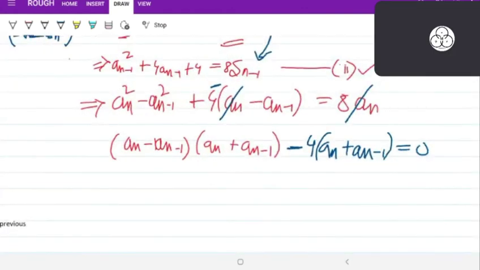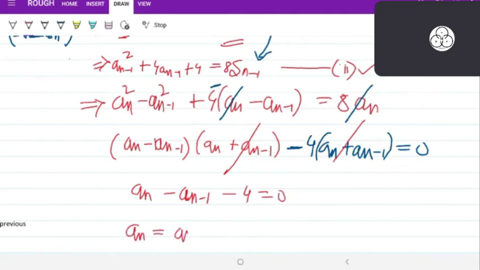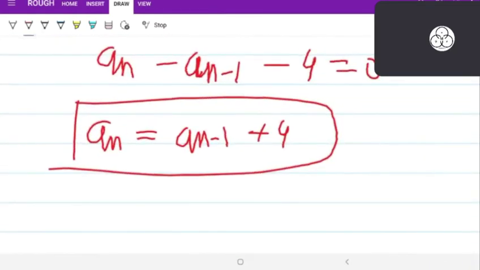So since these are positive integers, we can't write an equals to minus of an minus 1 because the sequence has been defined over positive integers. So we will cancel them. We will get an minus of an minus 1 minus 4 equals to 0. That is an equals to an minus 1 plus 4. Now this is what? Recursive form of AP. At the very beginning we have discussed. This is recursive form of AP.